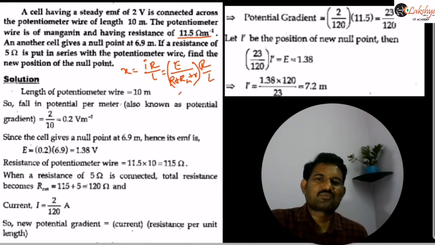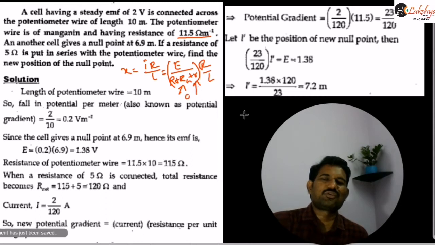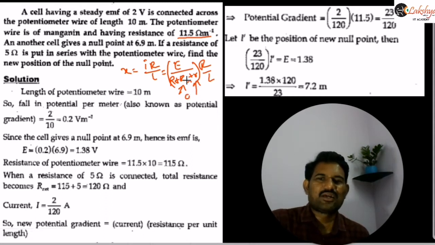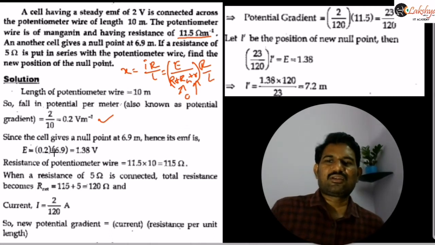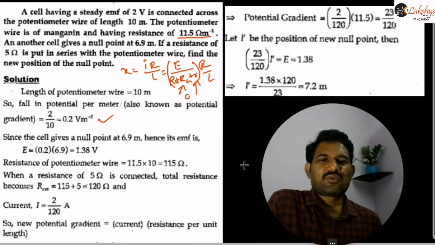So here this RH value is 0 and this small r value is also 0. Both are 0 here. So only E by R into R by L, then this R and R will be cancelled, giving E by L. So directly we are writing that E by L value here. That means this RH and r values may be 0, that depends on the given data. Here no information is given regarding the series resistance, so we can take that value as 0.